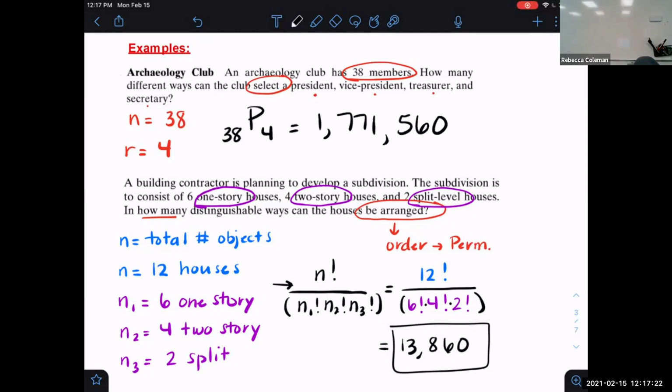All right, and generally speaking, NPR is much larger than NCR. Because with an NPR, you're selecting, but then you're also turning around and arranging in order. So it's kind of like two things that you're having to count, which is why those values are going to be a lot larger when you're dealing with the NPR function.